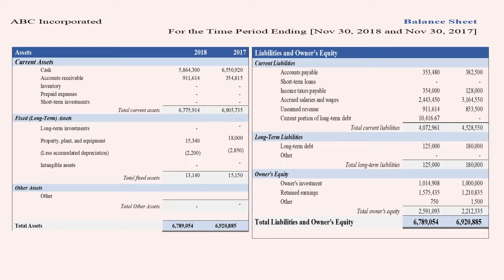This is the balance sheet for ABC Corporation. As we can see, most of the assets come from cash, while most of the total liabilities and owner's equity comes from the liabilities.